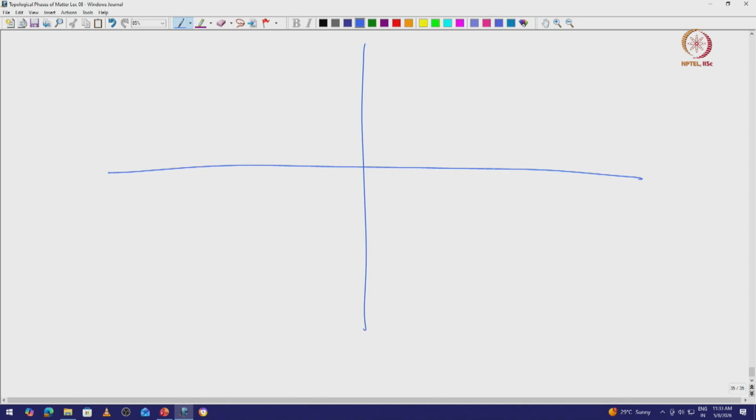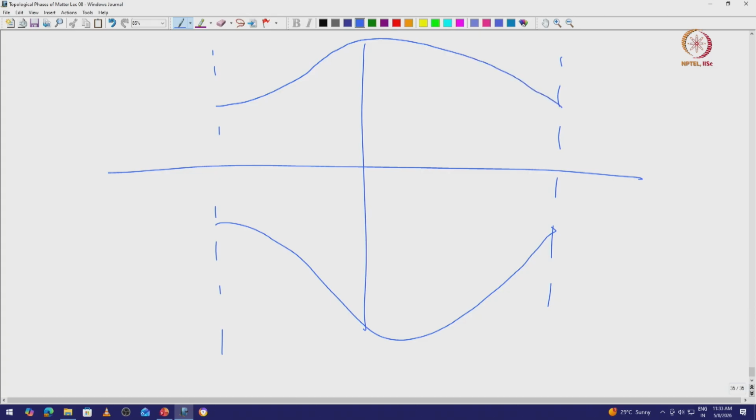So, let us consider, let me see which one is drawn. Okay. So, this was the band that we obtained, okay, and they are supposed to be particle-hole symmetric. So, that means this band and this band are just completely opposite. My drawing does not do that.